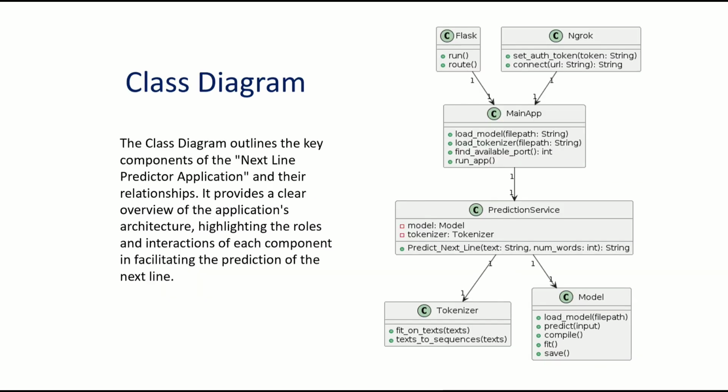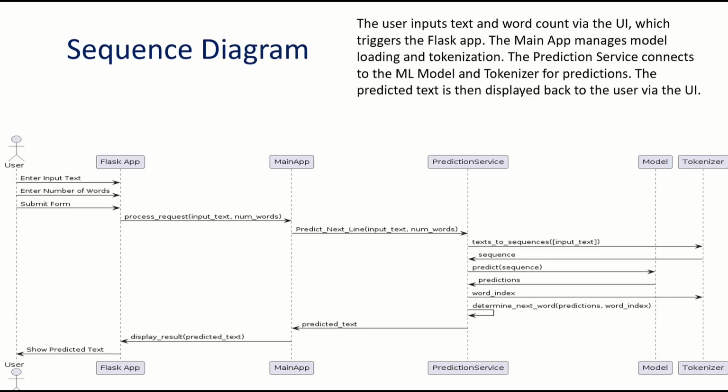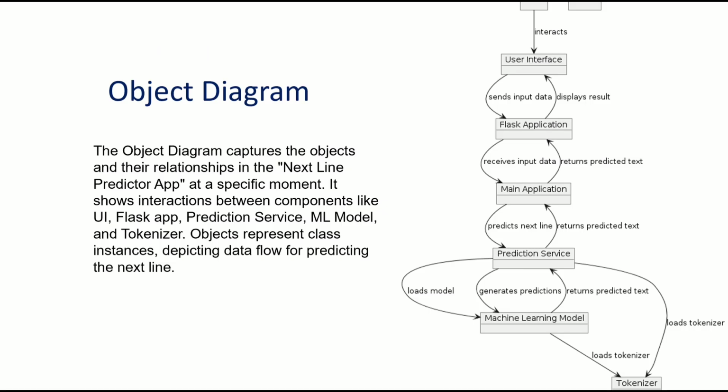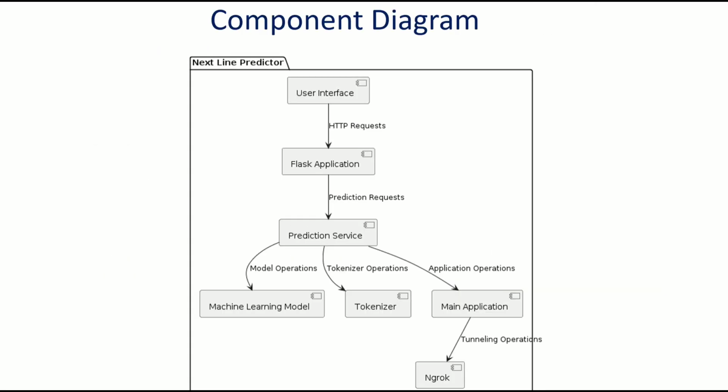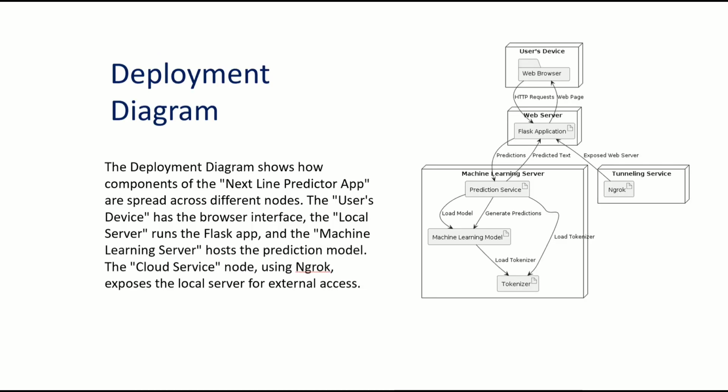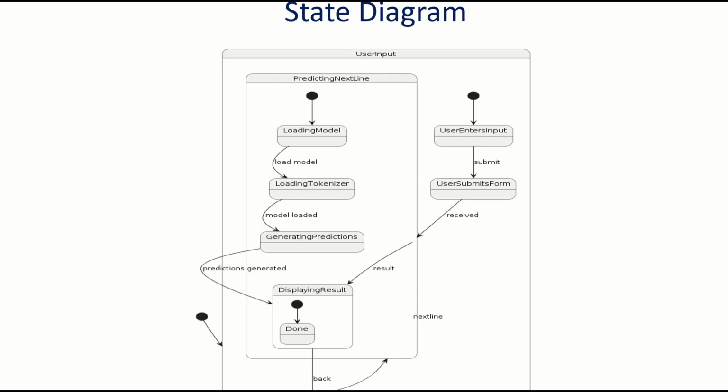And this is the class diagram and this is the sequence diagram, and this is the object diagram. This is the component diagram of our project. This is the deployment diagram. This is the state diagram.